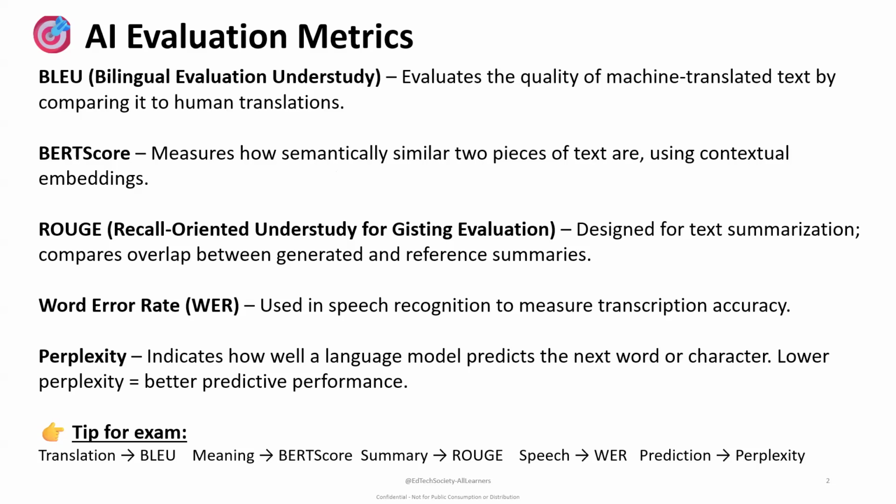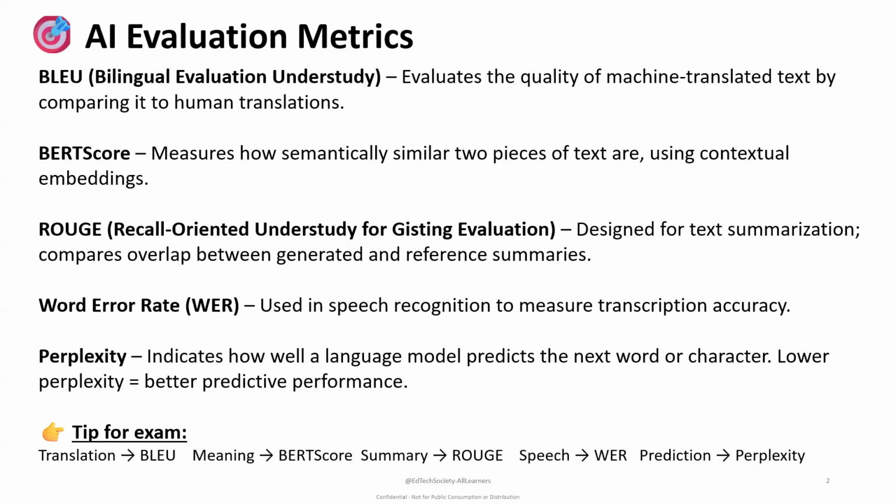Next is ROUGE. The full form is Recall Oriented Understudy for Gisting Evaluation. It is designed for evaluating summaries by comparing them to reference summaries. Whenever you see summaries, that means it is going for ROUGE. These are all AI evaluation metrics for understanding whether and how well a model is performing.